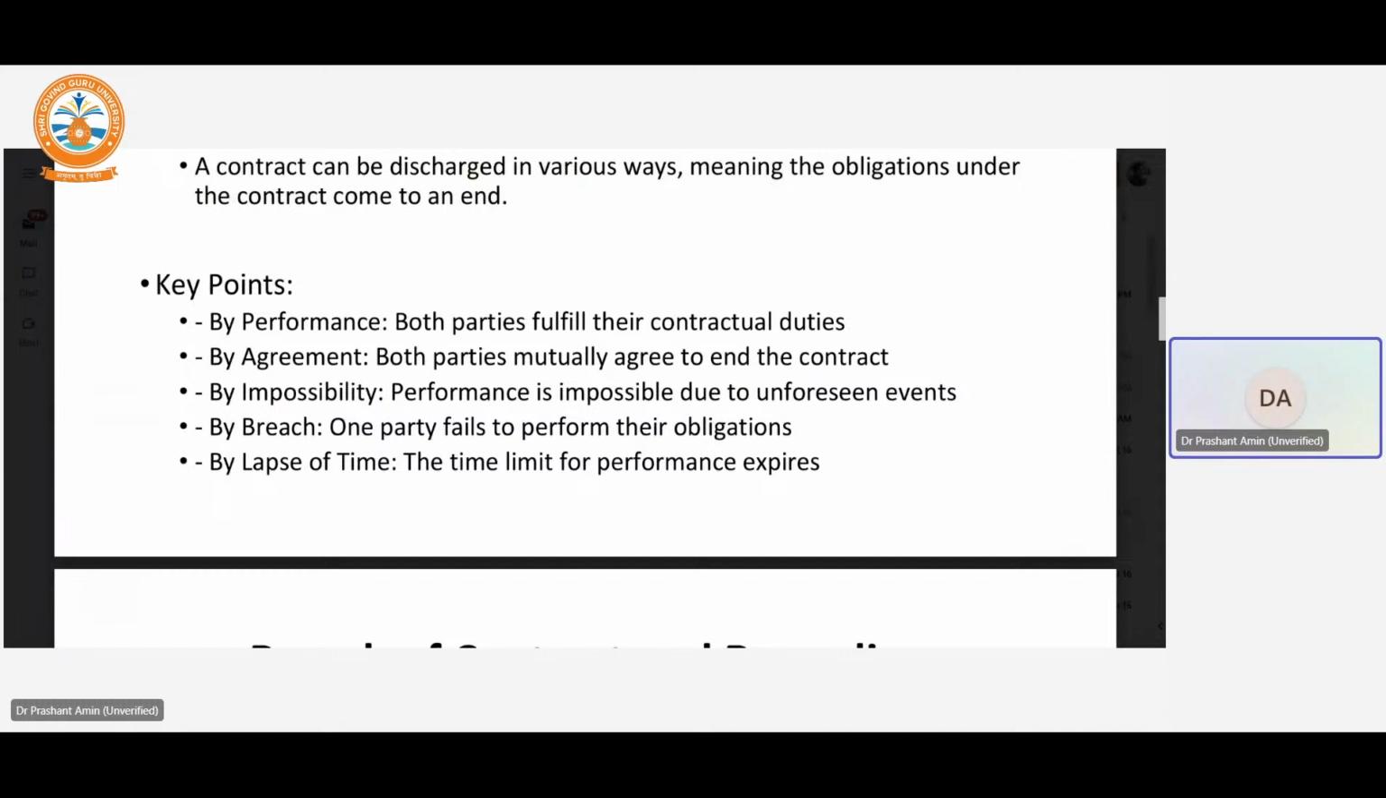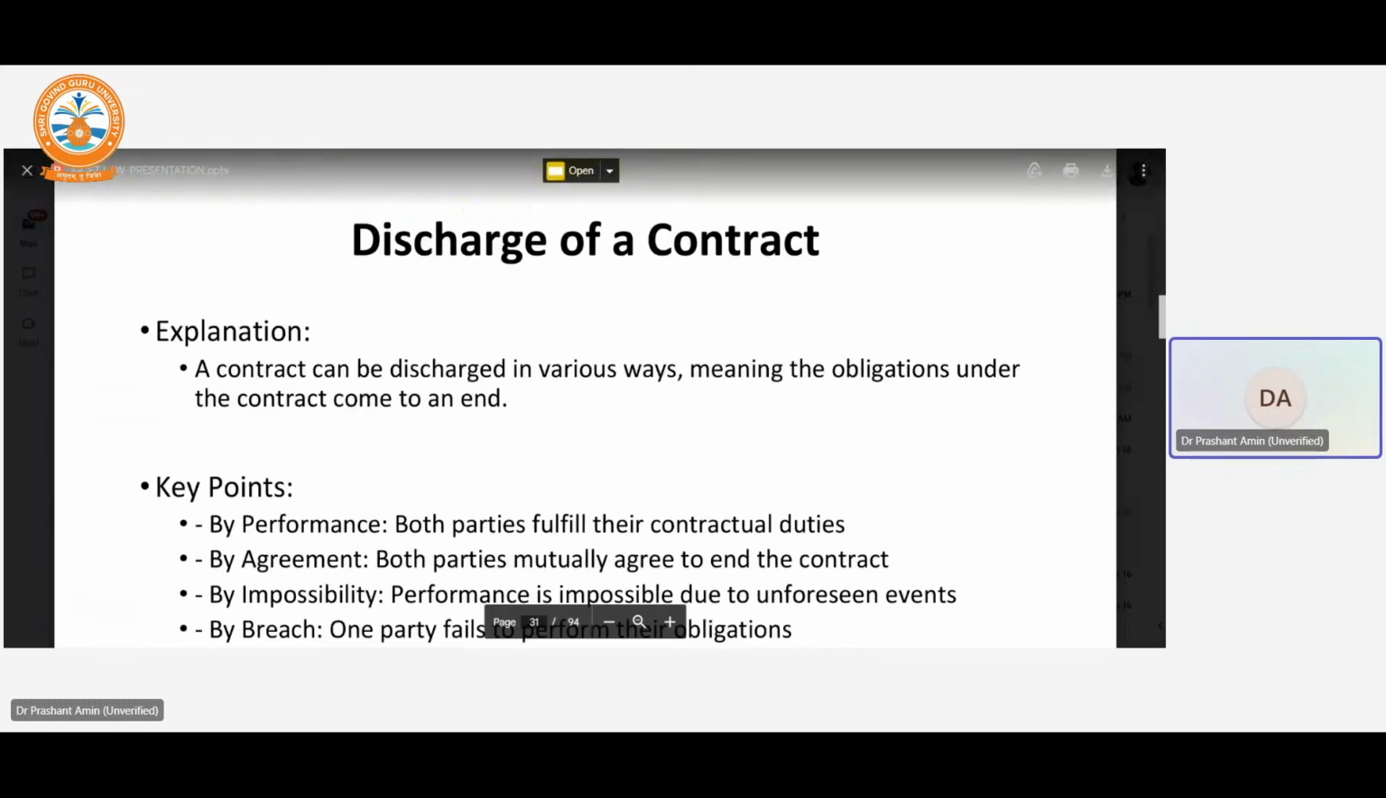By breach, the party fails to perform the obligations, so that is a breach of the contract. Lapse of time, within the stipulated period of time the contract has to be completed, and if either party is not fulfilling the promises, then that contract is discharged, right? So that is the discharge of the contract.